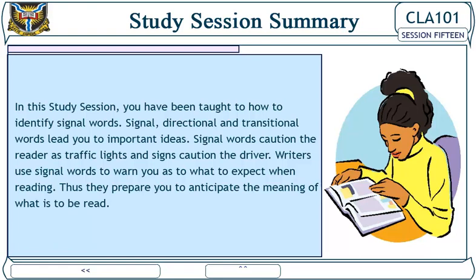Study session summary. In this study session, you have been taught how to identify signal words. Signal, directional, and transitional words lead you to important ideas. Signal words caution the reader as traffic lights and signs caution the driver. Writers use signal words to warn you as to what to expect when reading. Thus, they prepare you to anticipate the meaning of what is to be read. End of study session 15.